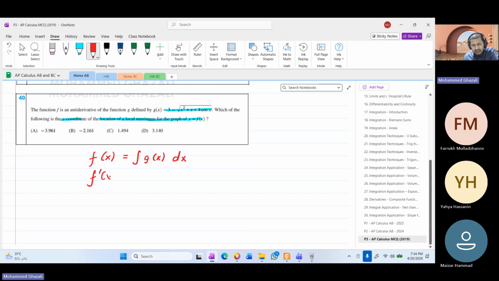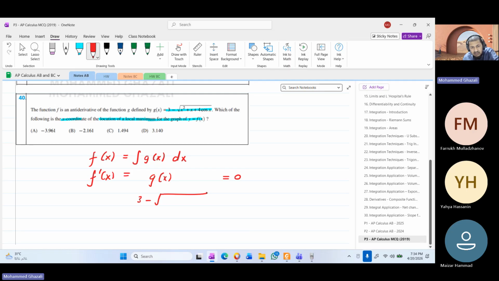How do you find a local maximum? You need to set f prime of x equal to 0. If you find the derivative of this, what will you get? If you differentiate an integral, what do you get? You just get g of x. Makes sense? So you're just solving g of x equal to 0. Just put it into the calculator and you're done.